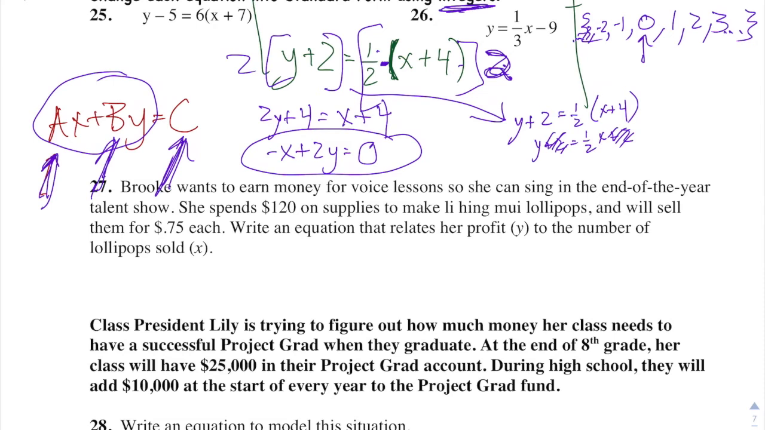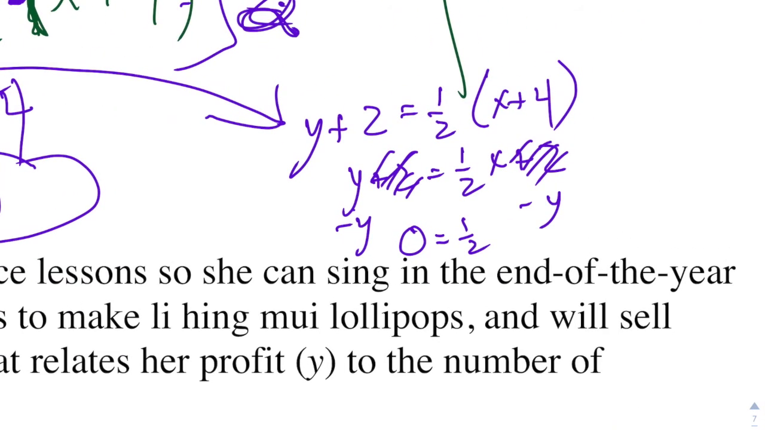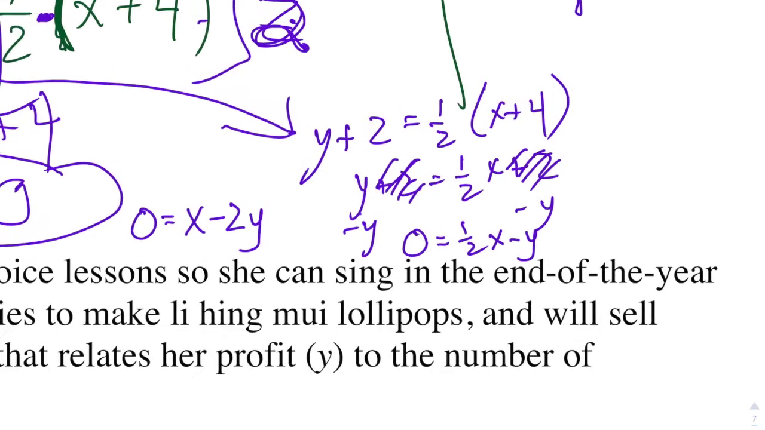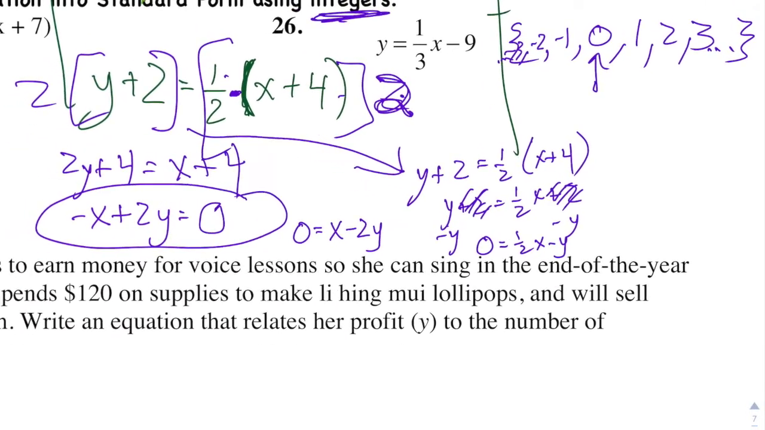Let's move the y over to the right, shall we? You subtract y from both sides. And you get 0 equals 1 half x minus y. Let's multiply everything by 2 just for kicks. Okay, I'm going to move over here. 0 times 2 is still 0. Then you have x minus 2y. Aha! This looks a little different from this, but no, they are equivalent.